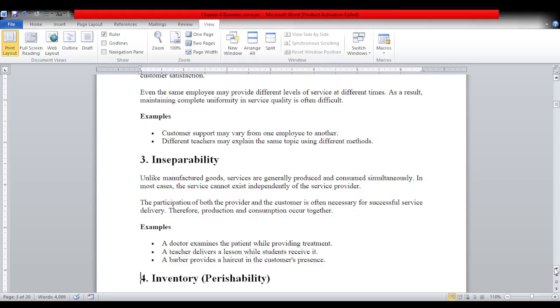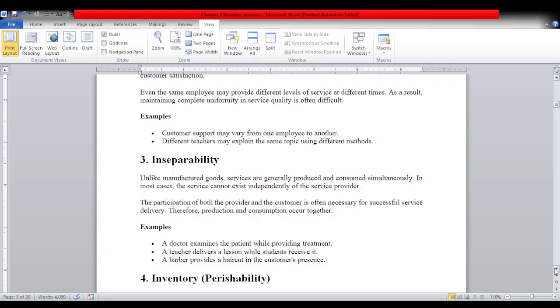Service cannot be stored. When you demand a service, production of the service takes place at the same time. So there is an inseparable part of the service, which cannot be produced and stored for future use. So unlike manufactured goods, services are generally produced and consumed simultaneously.